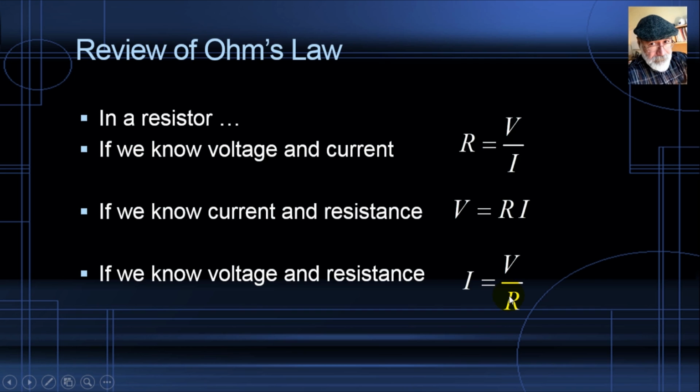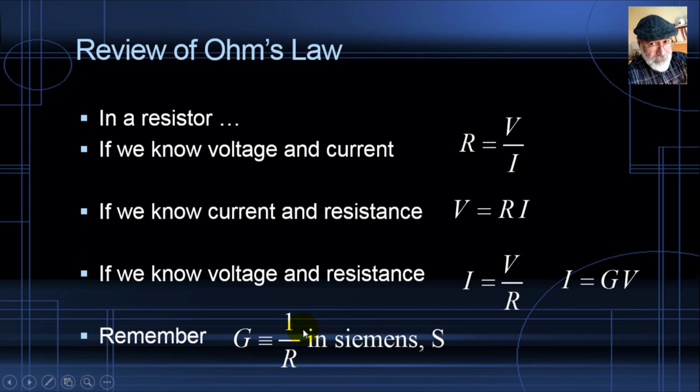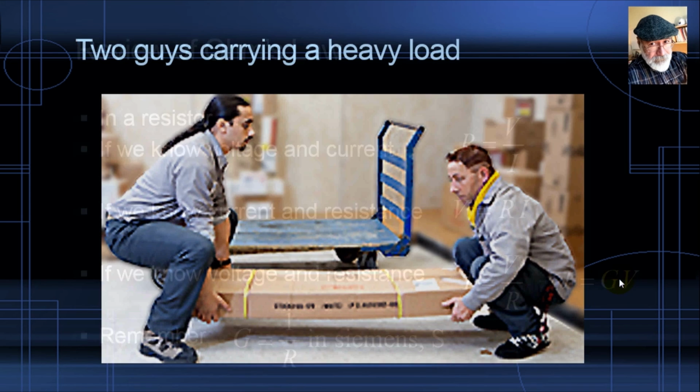That expression can be written also this way if we only remember that G, the conductance, is the inverse of the resistance, in Siemens. Only one M, uppercase S. I is GV, equivalent to this expression. This is only another expression of Ohm's law. The current is proportional to the voltage across the resistor.